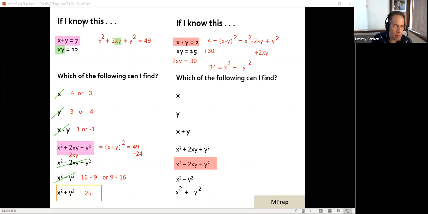Now I have some people saying we can get some of the other ones. So how would you do that? How would I get, say, x squared minus y squared, or x squared plus 2xy plus y squared? How would I get those?